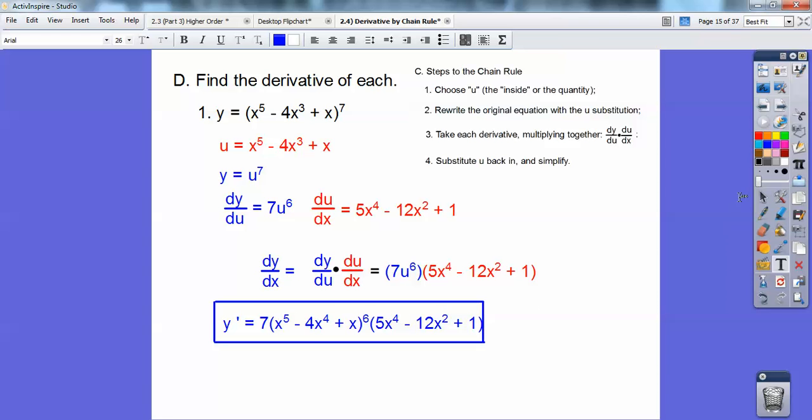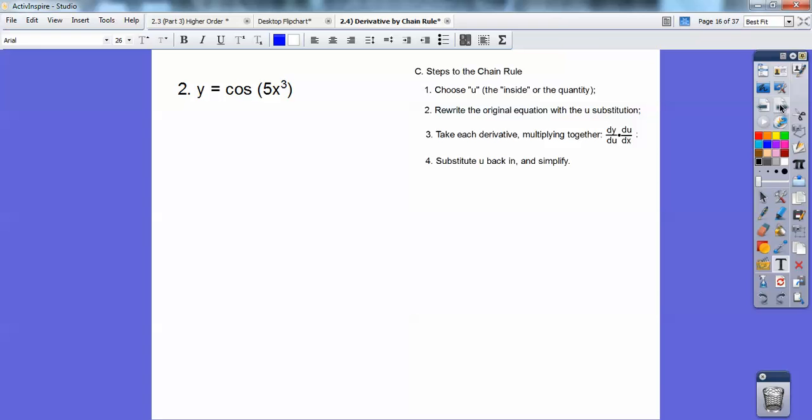You guys got it? Okay, let's do it again. I've got some more examples here. Let's do the other one. Okay, u is going to be this inside stuff right here, and then y is going to be cosine of u.